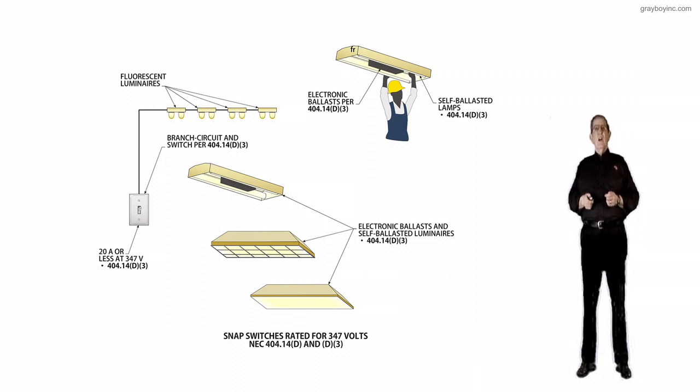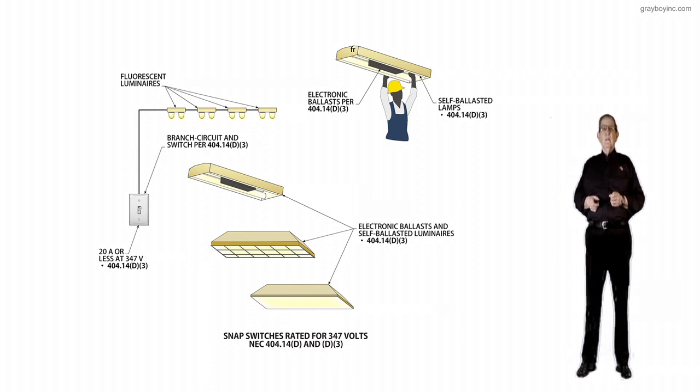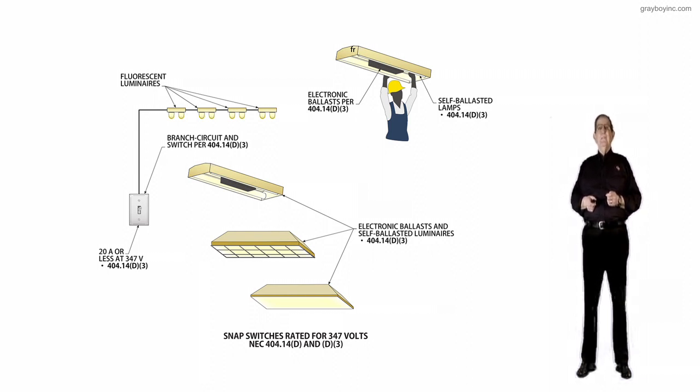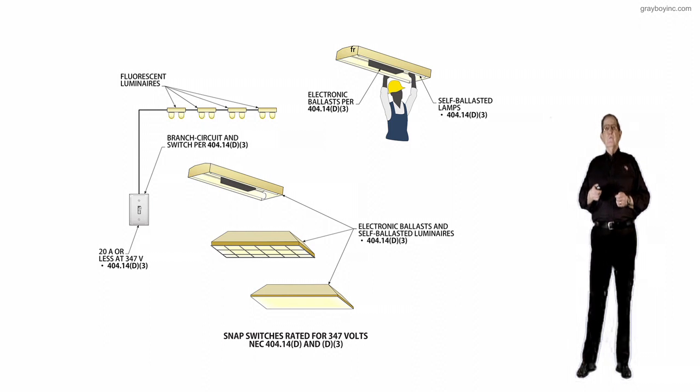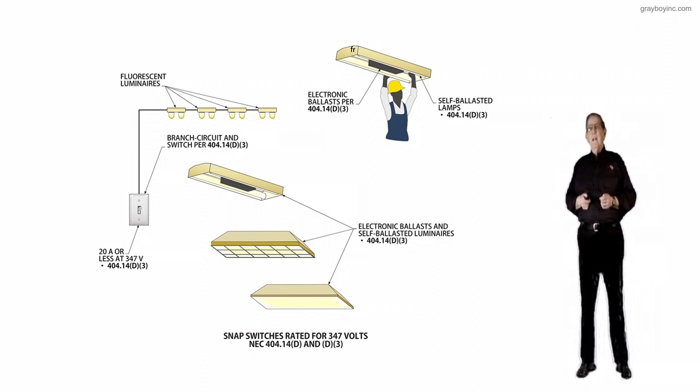So notice the toggle switch that you see to the left is a 20 amp or less at 347 volt, 404.14(D)(3). And then notice the branch circuit and switching is in accordance with 410.14(D)(3). And then, of course, you're switching fluorescent luminaires. Now, that would also include switching of electronic ballast, as you see in the illustration with the person fixing to change out a ballast, or maybe a lamp.